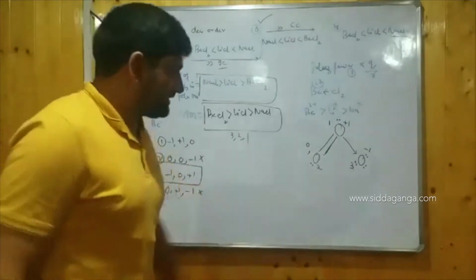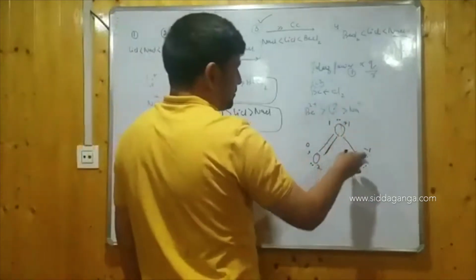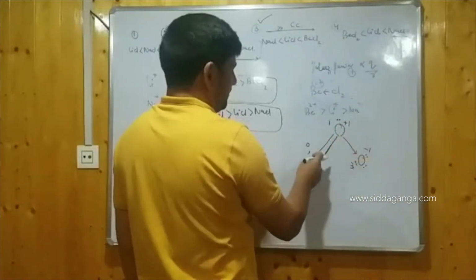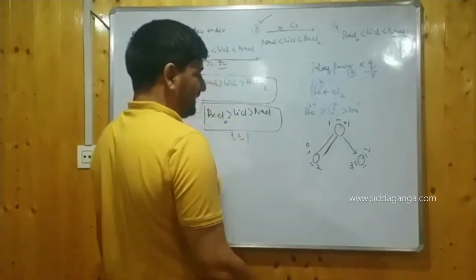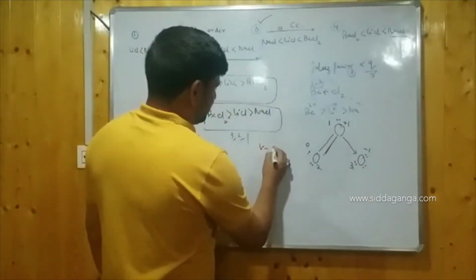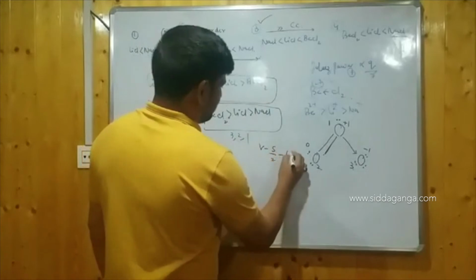Right. So you can see very easily that the total charge of this ozone is neutral. So this is plus, this is minus. Total charge will be 0. What about the charge of this oxygen? 0. Correct. Formal charge calculation can be done. How? Valence electrons minus shared by 2 minus unshared electrons.